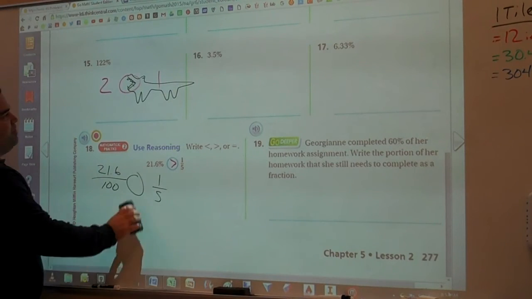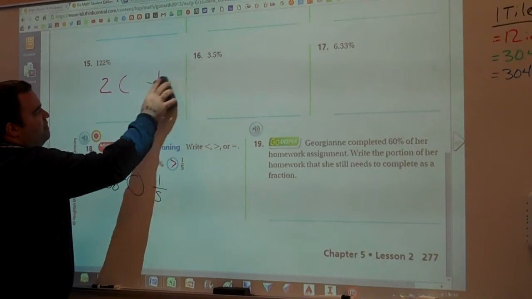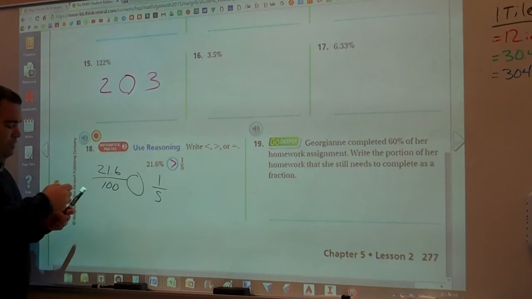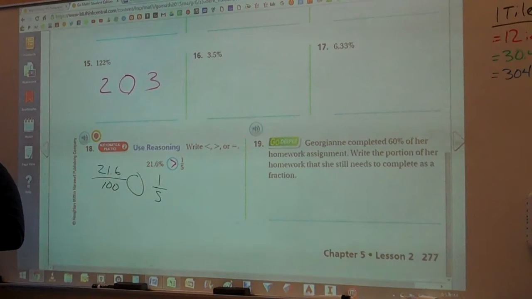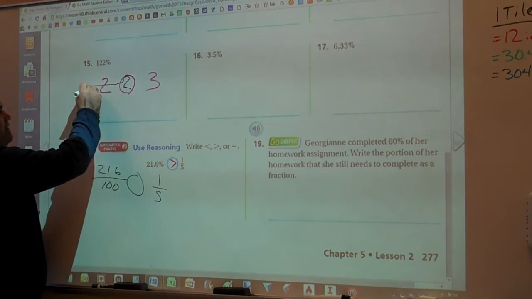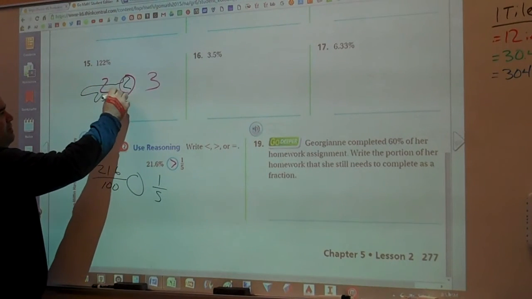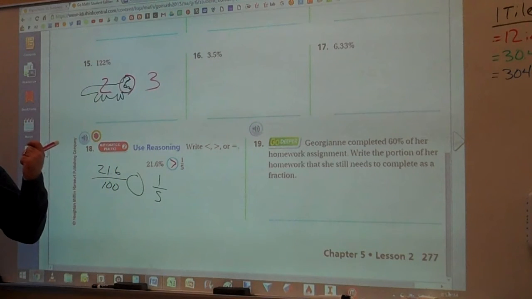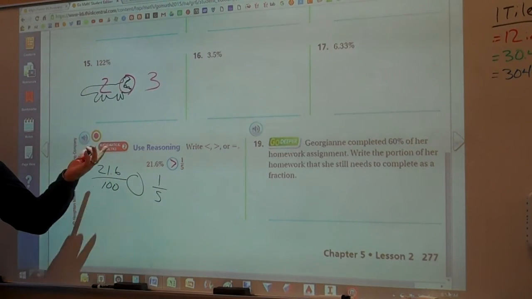If it were going the other way, 2 is what compared to 3? It's less than. The alligator still eats the bigger number. That's a fat one. Well, he just ate the 2. He already ate the 2, so he's full.